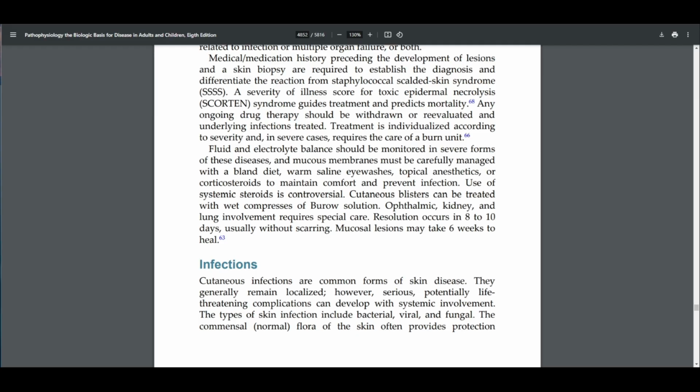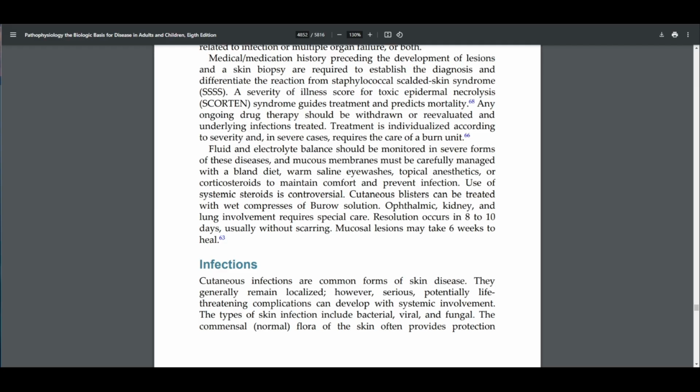Treatment is individualized according to severity and, in severe cases, requires the care of a burn unit. Fluid and electrolyte balance should be monitored in severe forms of these cases. The mucous membranes must be carefully managed with a bland diet, warm saline eye washes, topical anesthetics, or corticosteroids to maintain comfort and prevent infection. Use of systemic steroids is controversial.